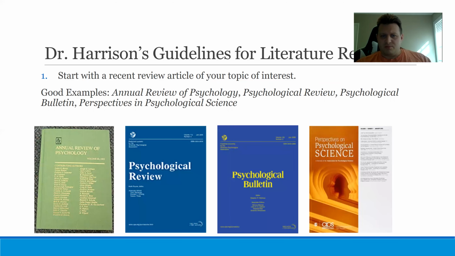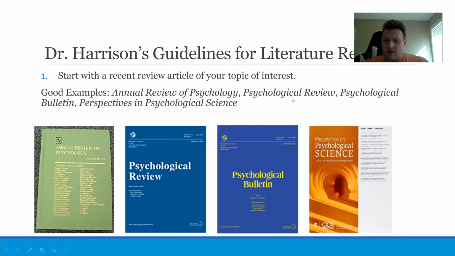All right, here are some good examples of some journals that have good review articles. The Annual Review of Psychology. This thing comes out every year. It covers a variety of topics within psychology, and typically these articles do a very good job of being an overview of a pretty major discipline in psychology.